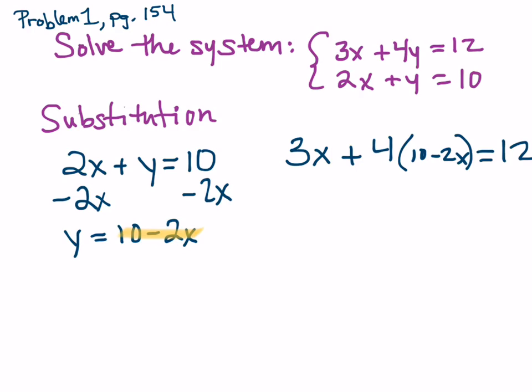Next I want to simplify and solve for x. I should be able to do this because there's only one variable now, just an x. So you can distribute next. That's a good idea. 4 times 10 is 40, and then 4 times negative 2x is negative 8x. Next we could combine like terms. We have a 3x and a negative 8x, so 3 minus 8 is negative 5.